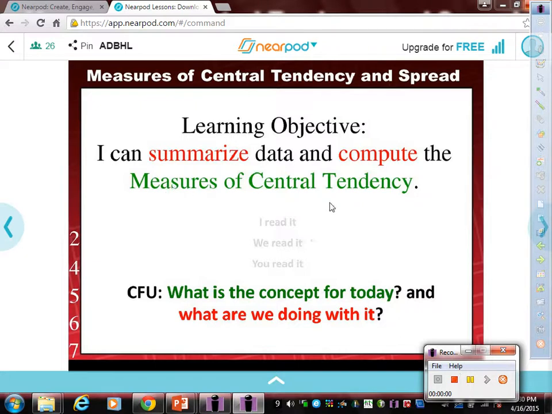So, measures of central tendency, this was a topic from last year. It's going to be more of a review. But the second half of the lesson, we're going to focus on a new portion of statistics that I want to show you today. So hopefully this will be a good review, but also a good stepping stone to move on to the next piece. Okay. So, what are measures of central tendency?